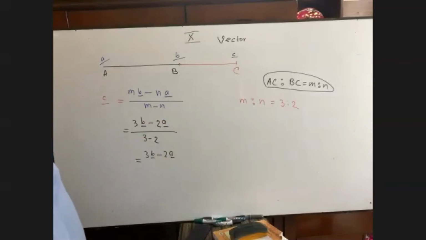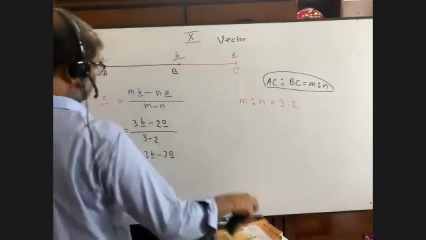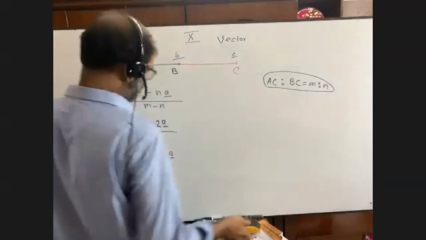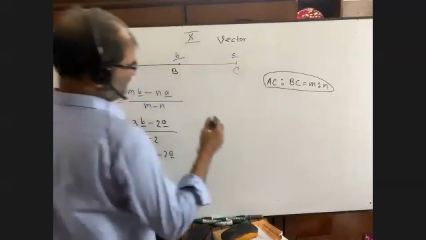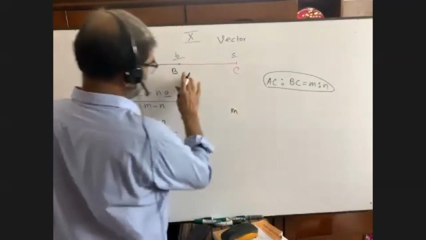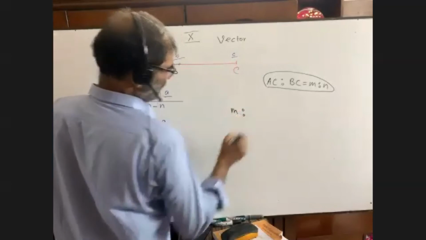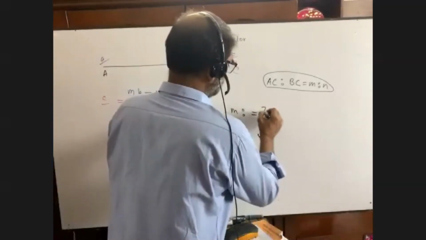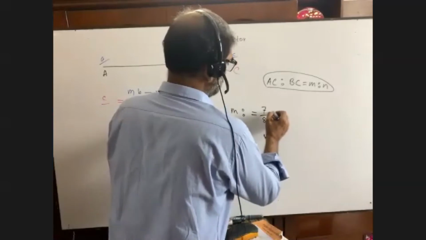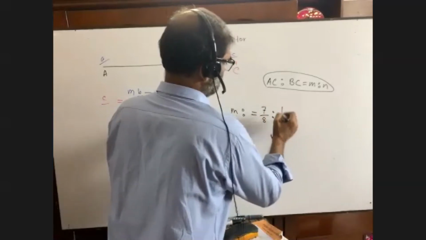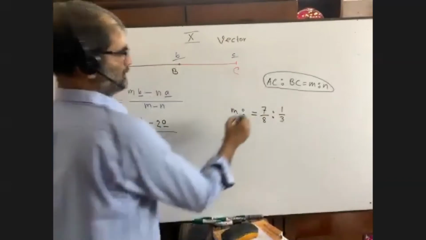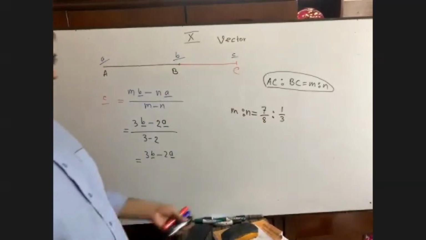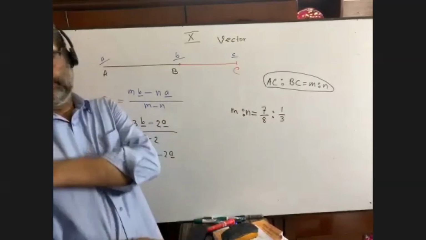Have you copied it? But if a math is given like this, for this math, M is to N is equal to 7 by 8 is to 1 by 3. Now do it. It is your turn to do.